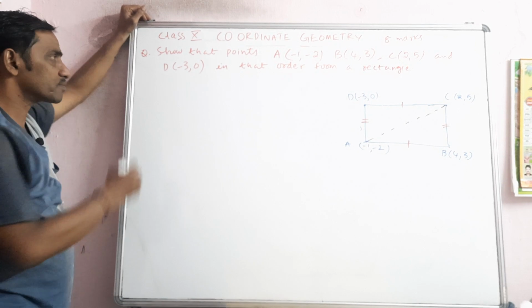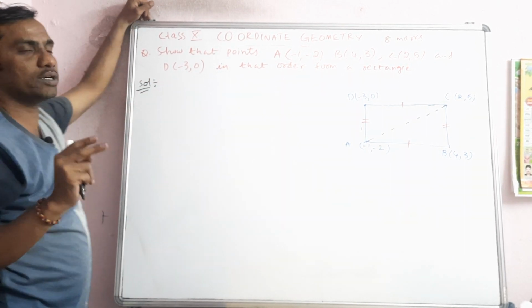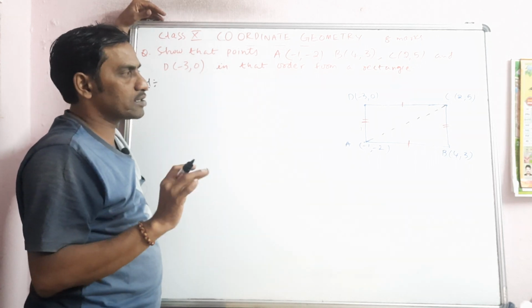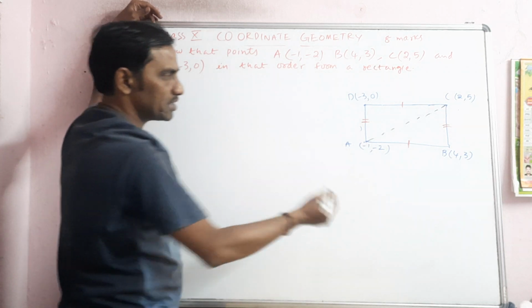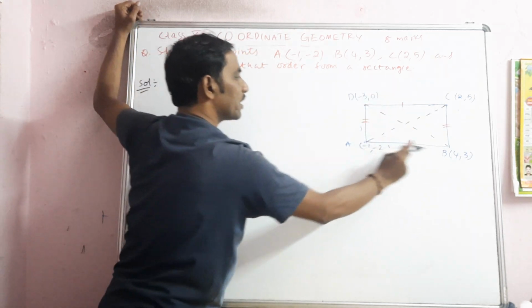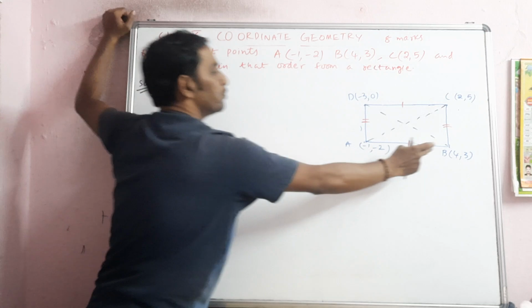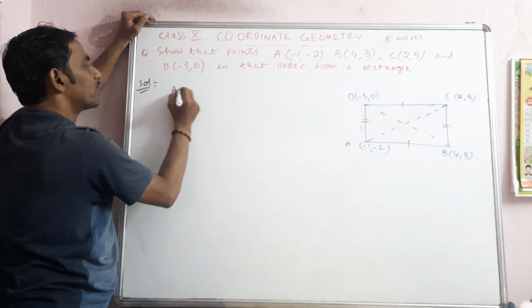Right now we are continuing this problem. Already we proved the midpoints of both AC and BD are equal, and also we proved the lengths of the diagonals are equal, meaning AC and BD are equal. Done. Now what you are going to do is prove AB equal to CD and BC equal to AD. So you have to find the distance of AB.